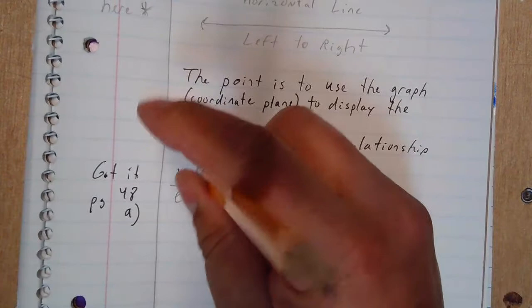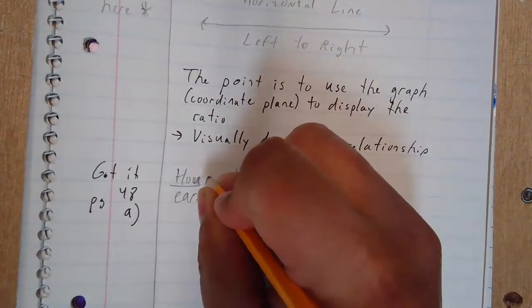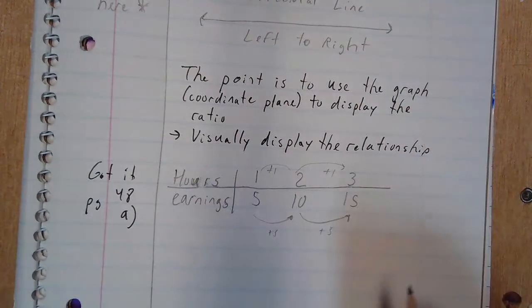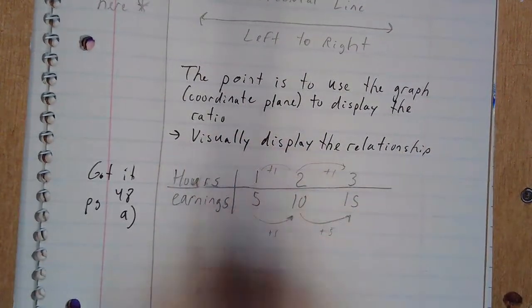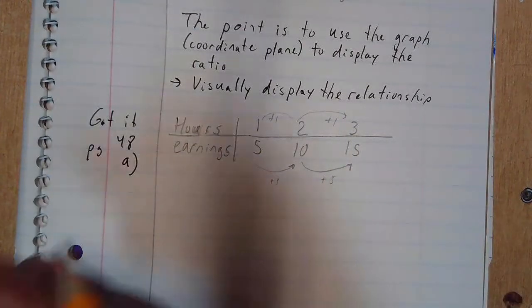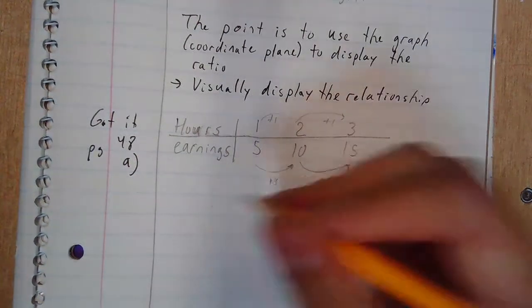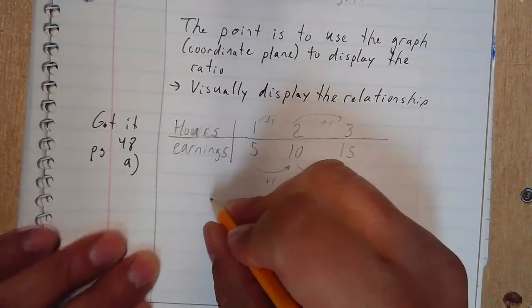And I'm going to fix this because I don't like it. It looks like it said house, when it's really hours. Hours to earnings. So there's your ratio table. You know this. The only thing they did was change it into a different kind of table. They got more fancy with it, but here, we'll break this down.